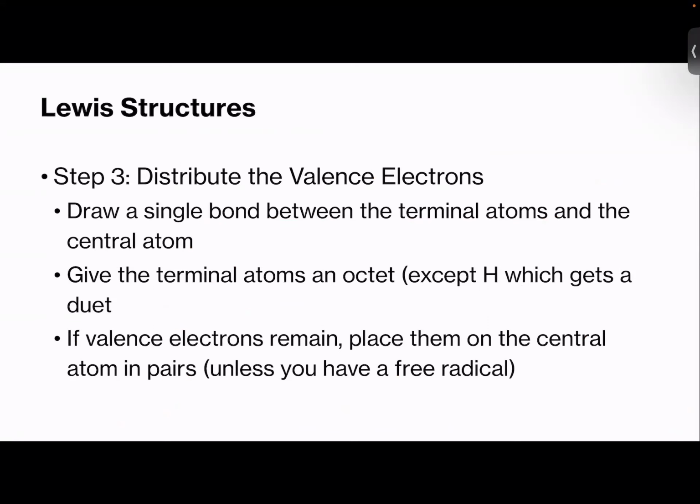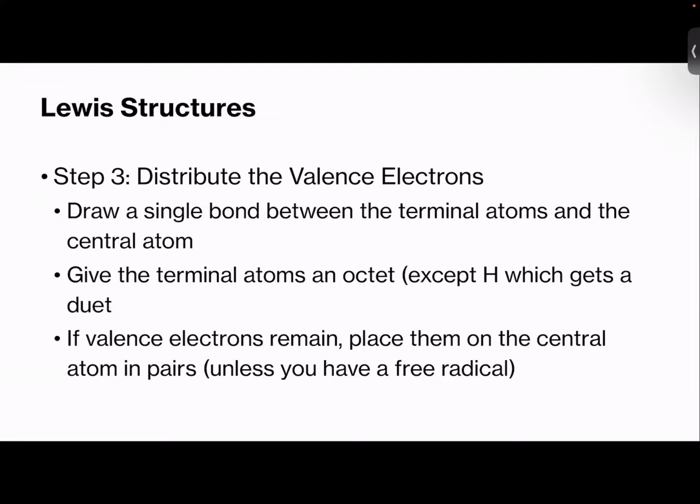Okay, so we have counted up our number of valence electrons. We have developed the skeletal structure for our molecule. Step number 3 says to distribute the valence electrons. What we're going to do is start by drawing a single bond between the terminal atoms and the central atom.